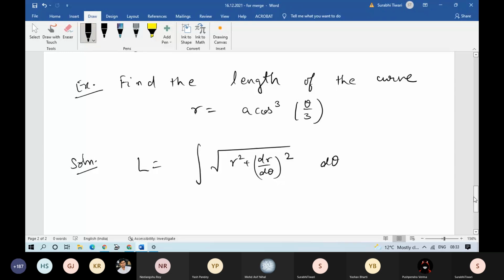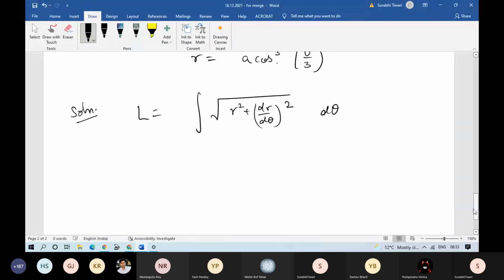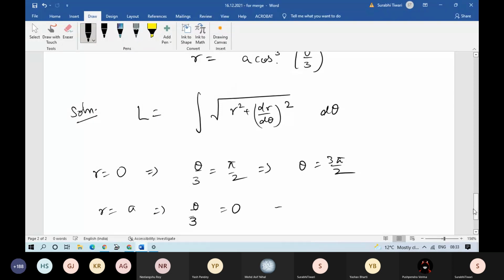the minimum value will be 0 and the maximum value will be a, because cos involved hai, toh cos ki maximum value 1 aur minimum value 0. Theek, toh r is equal to 0 pe hamein pehle limits nikalo theta ki kya hogi. r is equal to 0 pe hamein theta by 3 pi by 2 mila, means theta is equal to 3 pi by 2, and r is equal to a pe hamein theta by 3 equal 0 mila, that is theta is equal to 0. Toh limits vary karengi from 3 pi by 2 to 0, or you can write 0 to 3 pi by 2.